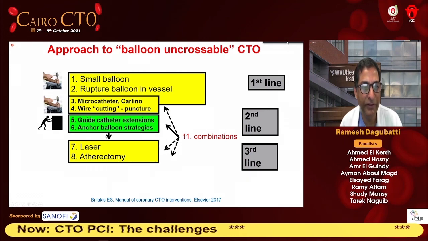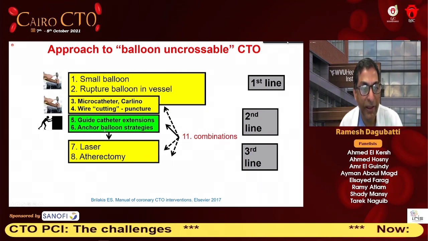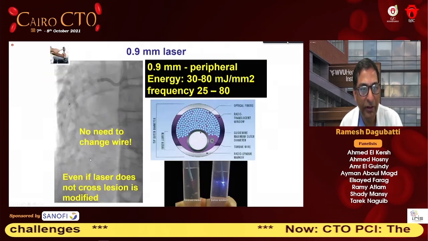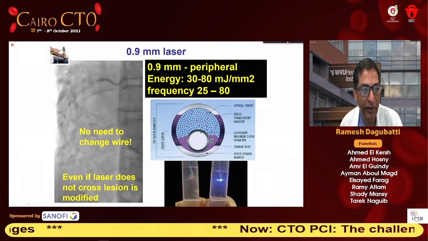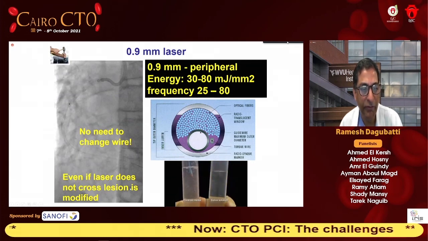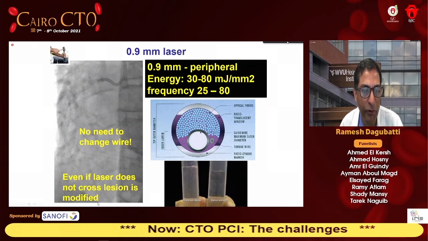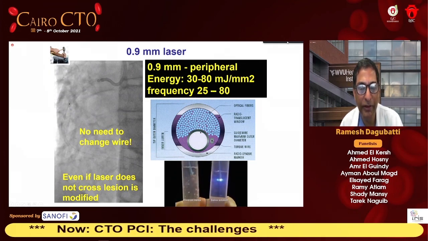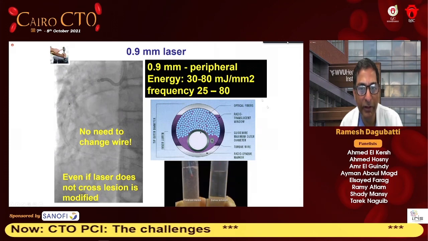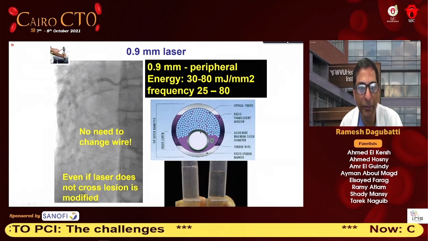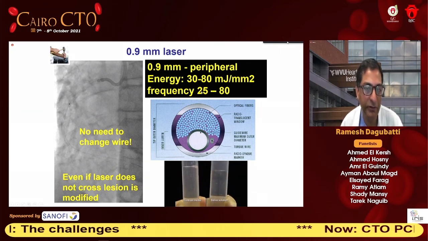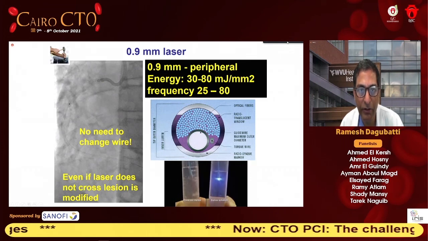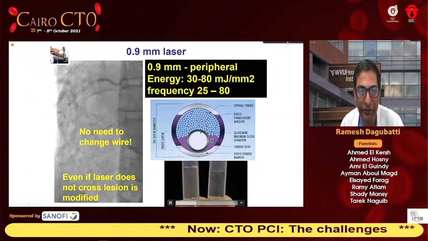We tried with the guide catheter, guide liner, and anchoring wire, but not anchoring balloon. But then we went with the laser, and the laser advantage is no need to change the wire. Even if the laser does not cross, we believe that it modifies the lesion. You use a 0.9 millimeter laser, delivering about 30 to 80 millijoules per square millimeter at a frequency of 25 to 80. So I normally just remember 40-40. That's what I do in most patients, unless I go to 40-80 or 80-80, which is the highest energy that you can deliver.